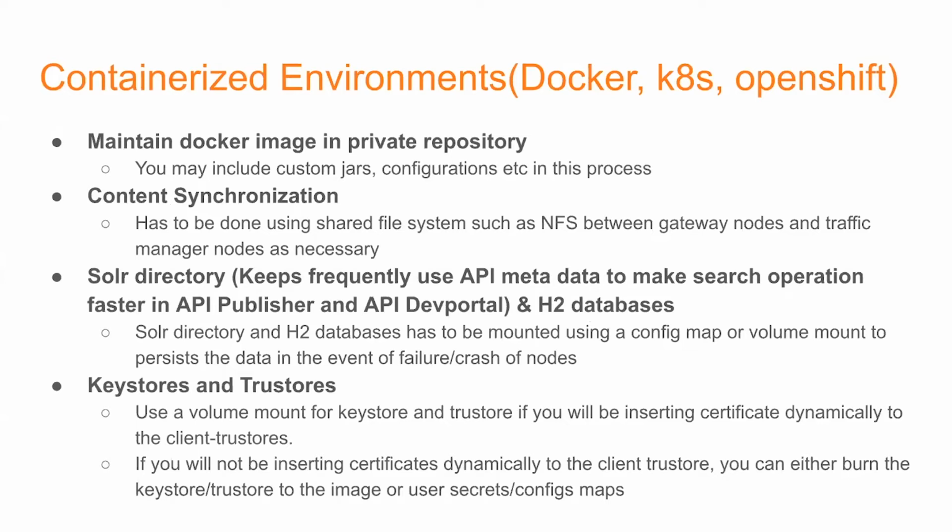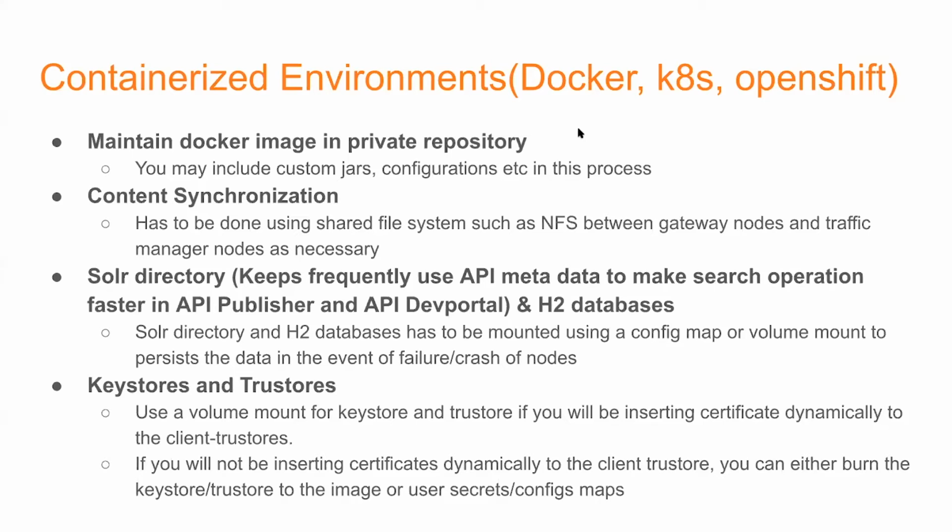In containerized mode, you have to consider a few facts. The first fact is to maintain images in your private Docker repository. You can pull the WSO2 API Manager related images from the WSO2 repository. You can use these images as the base image and create your own Docker images by including the customization you have, such as custom jars, themes, etc., and build your own image and push it into your private repositories.